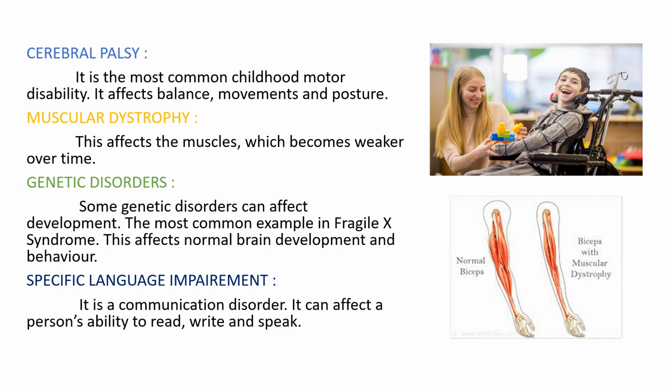Genetic disorders. Some genetic disorders can affect development. The most common example is Fragile X syndrome. This affects normal brain development and behavior. Specific language impairment. It is a communication disorder. It can affect a person's ability to read, write, and speak.